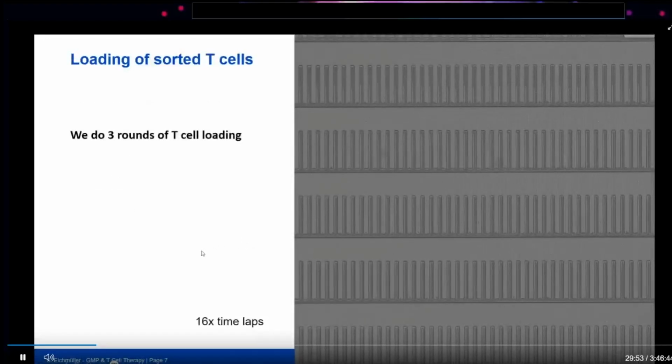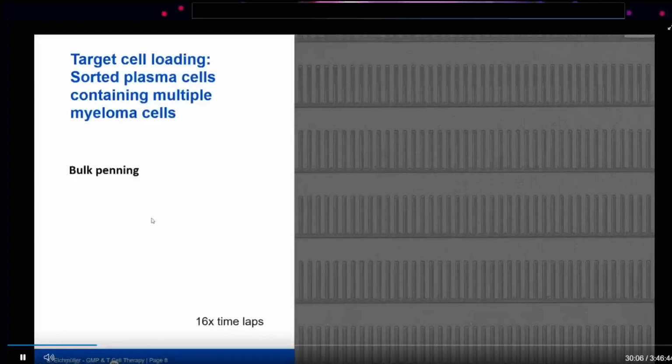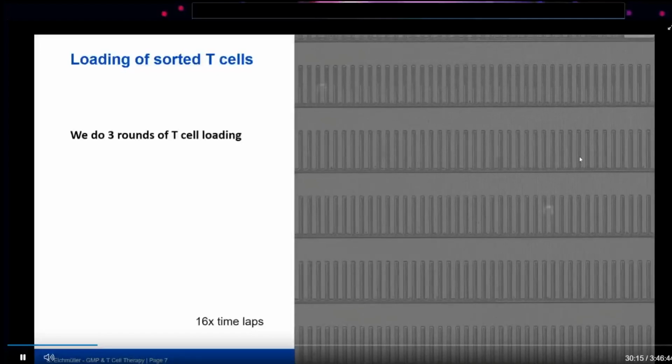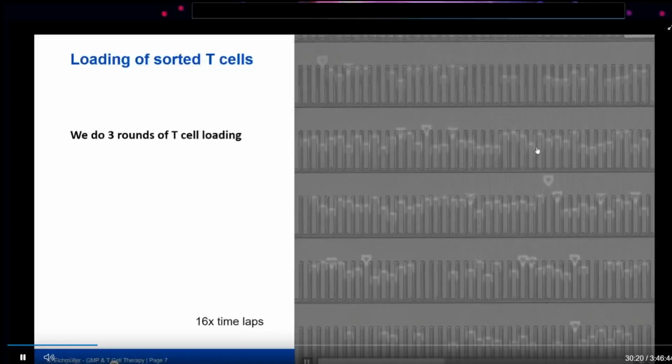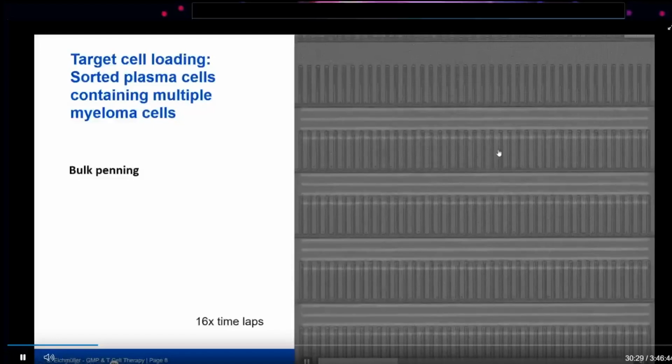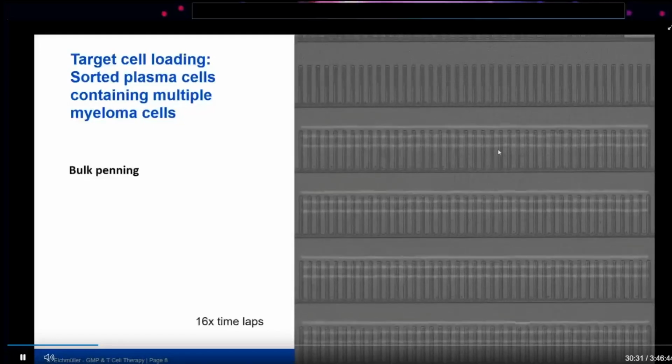Then we continue with sorted T cells. We sort for CD8 T cells because in this project we were interested in reactive cytotoxic T lymphocytes. This time we do T cell loading even 3 times, in order to ensure that in each pen there is really one T cell. Then we load the tumor cells, and these were loaded by bulk panning, because as I mentioned, not every plasma cell is a tumor cell.